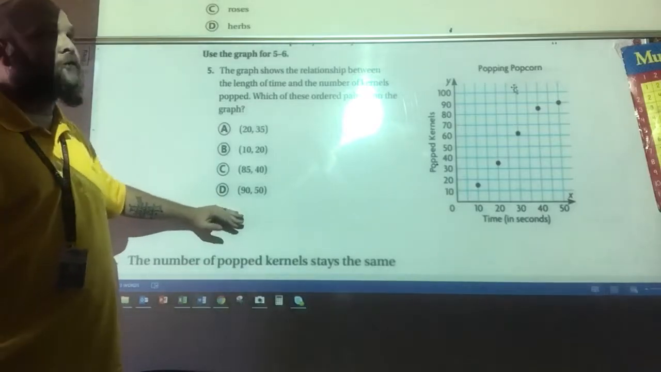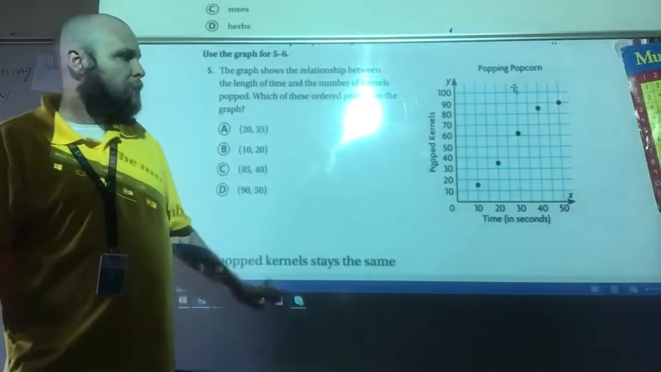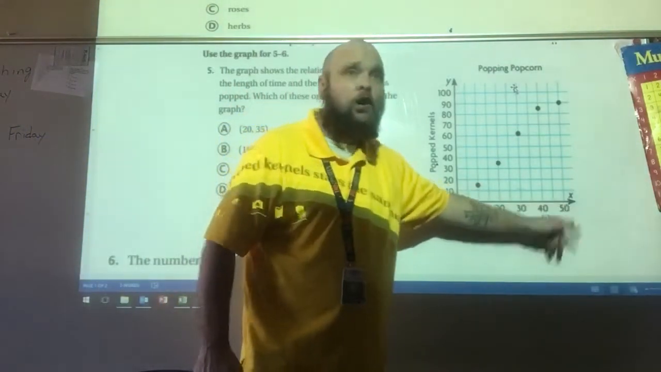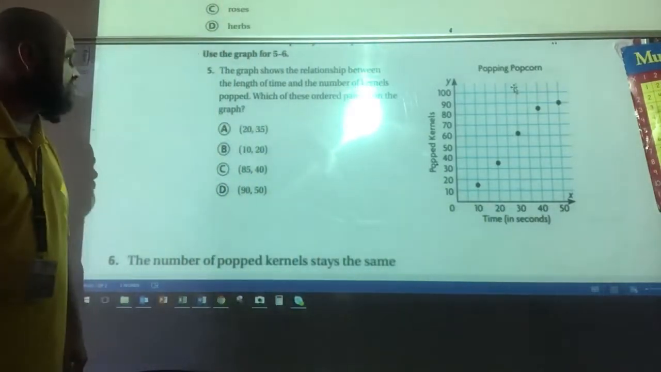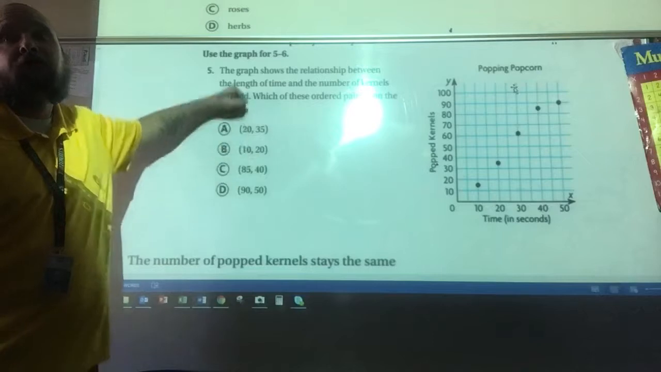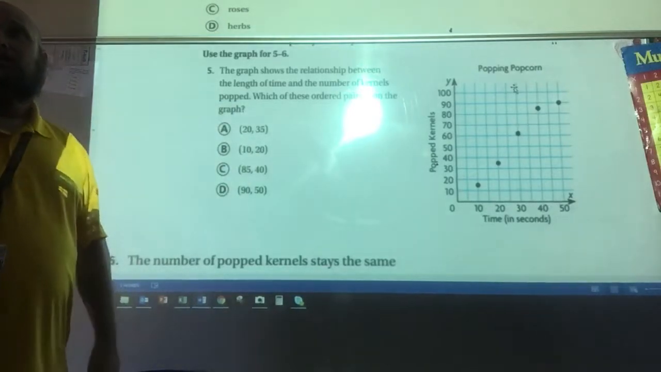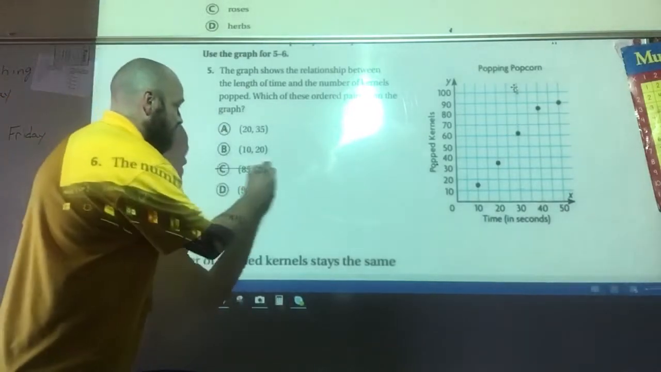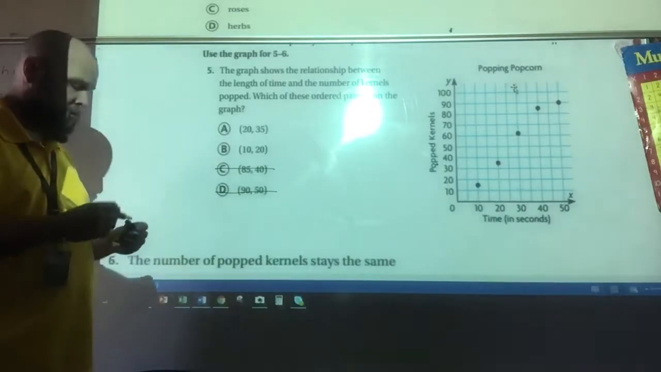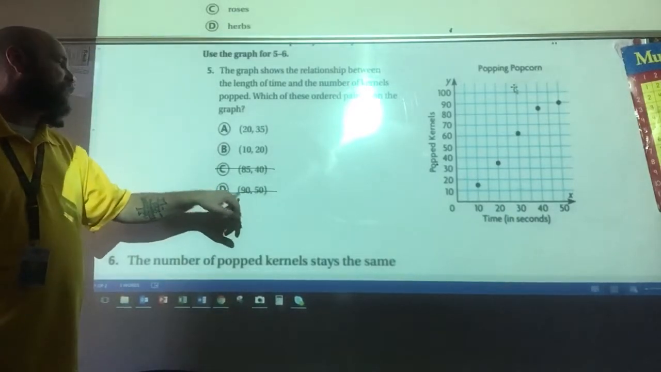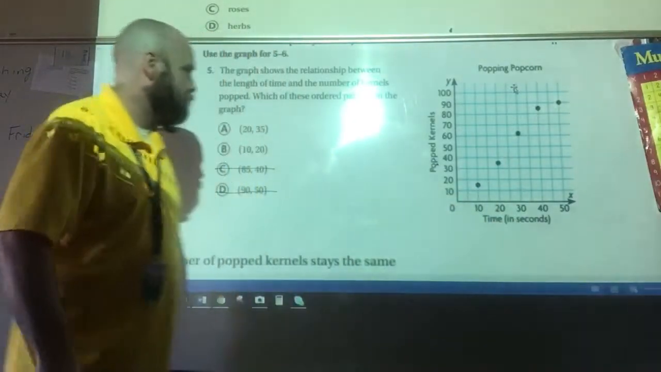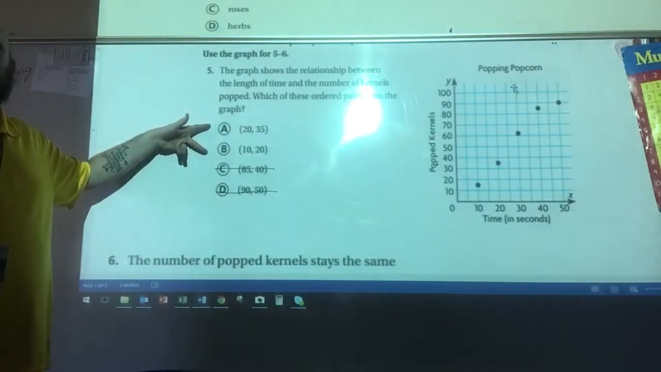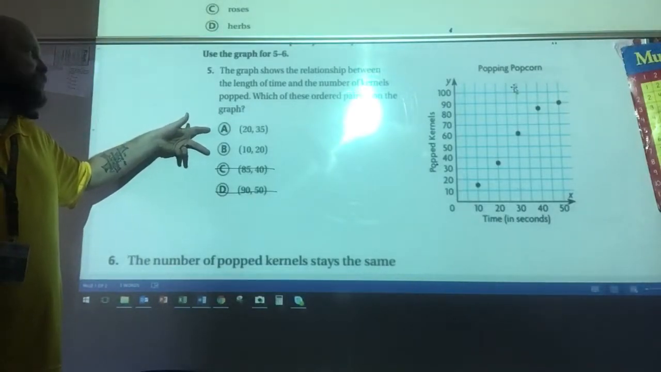Which one's going to go first? The X, which is time. How far down does the time go? 50 seconds. So your X, the first number, cannot be greater than 50. Are there any that have the X-axis greater than 50, Cole? C and D. You can't have that, because that puts the X-axis above 50. So now we just have 2 left to check. I like to eliminate answers before I do tests because it makes my life easier. I have fewer to check.